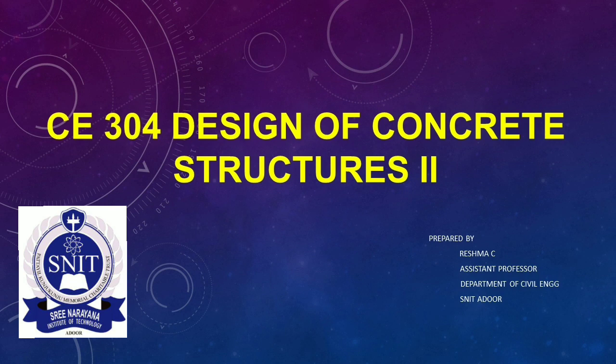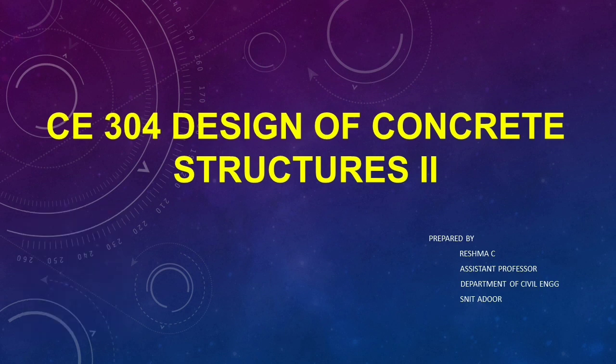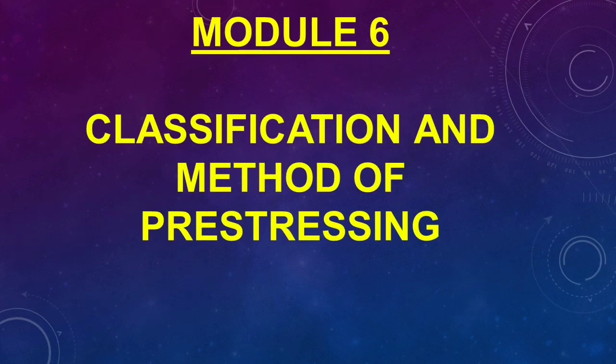Today, we are going to deal with a topic that comes in the subject CE 304 Design of Concrete Structures 2. Today's topic for discussion is classification and method of prestressing. This topic comes under 6th module of DCS 2 for 6th semester KTU Civil Engineering branch.